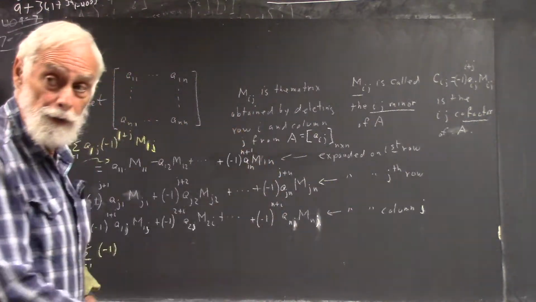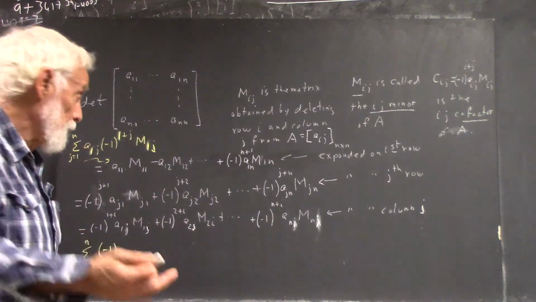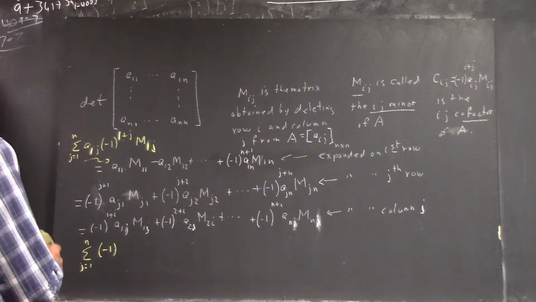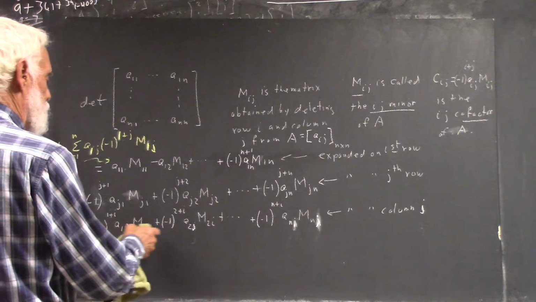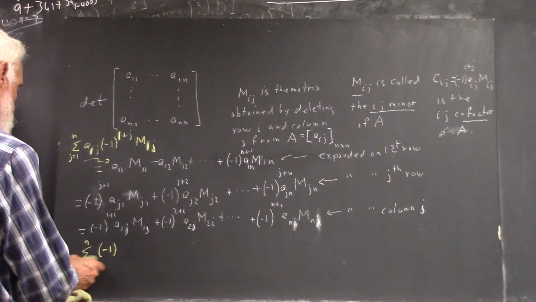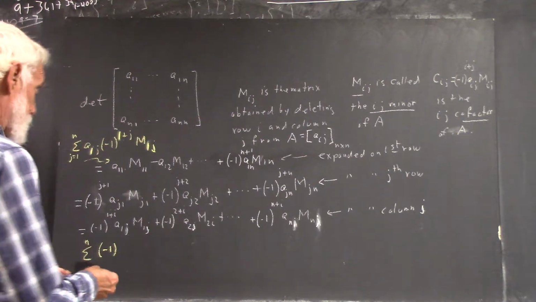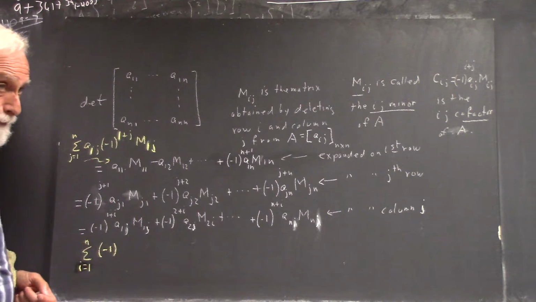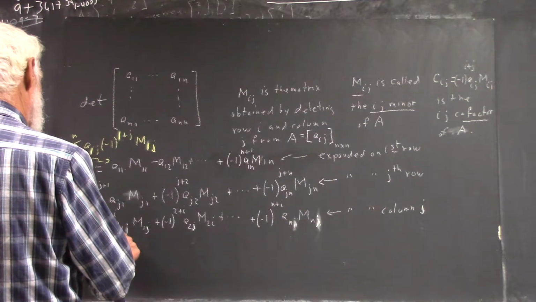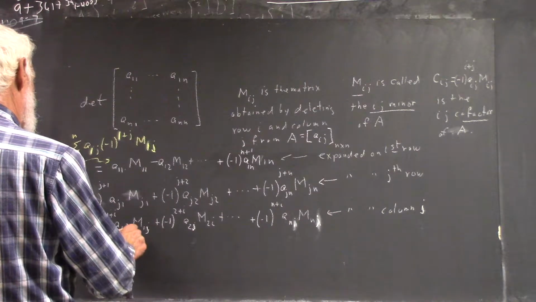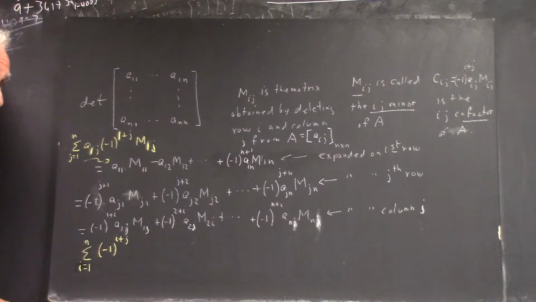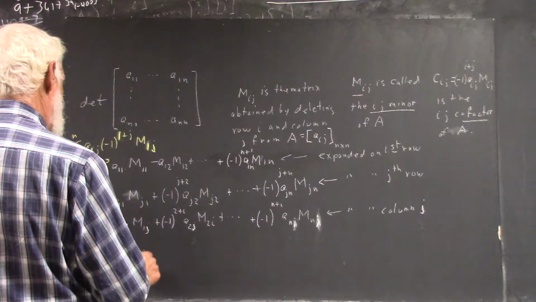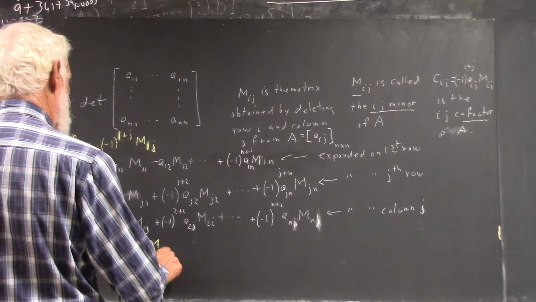J isn't going to change. J is the number of the column. I need to get that straight. I'm sure you have it straight. So it's not that J is going to change. What changes is the first subscript, which we usually denote as I. So I is going to go from 1 to N. And then it's going to be negative 1 to the I plus J, times AIJ, and it's going to be MIJ.